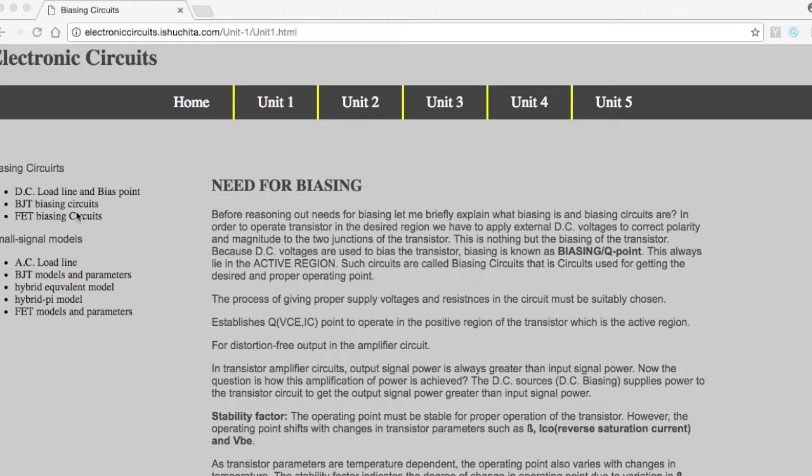So biasing is also known as DC biasing, or the DC operating point, or the Q point or quiescent point. Since we are talking about the operating point, which is always in the active region, such circuits are called biasing circuits. That is, the circuits that are used to get the desired and proper operating point. The supply voltages and resistances in the circuit should be suitably chosen. So these are your biasing circuits.